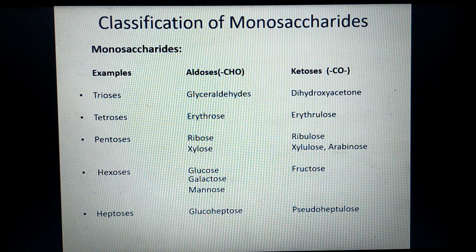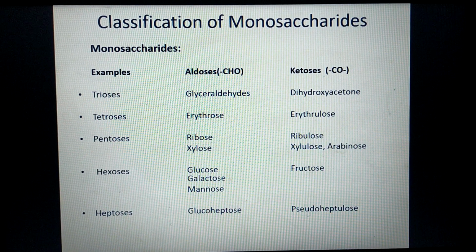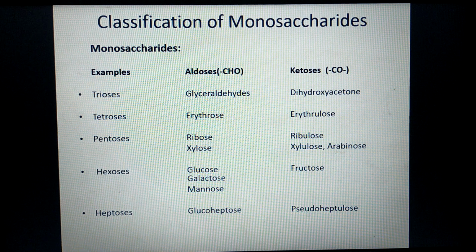The example of monosaccharide with 7 carbon and aldehyde group is glucoheptose, and with keto group the example is pseudoheptulose. So these are the examples of monosaccharides. In this, the 3 monosaccharides, mainly glucose, galactose and fructose, are very important.